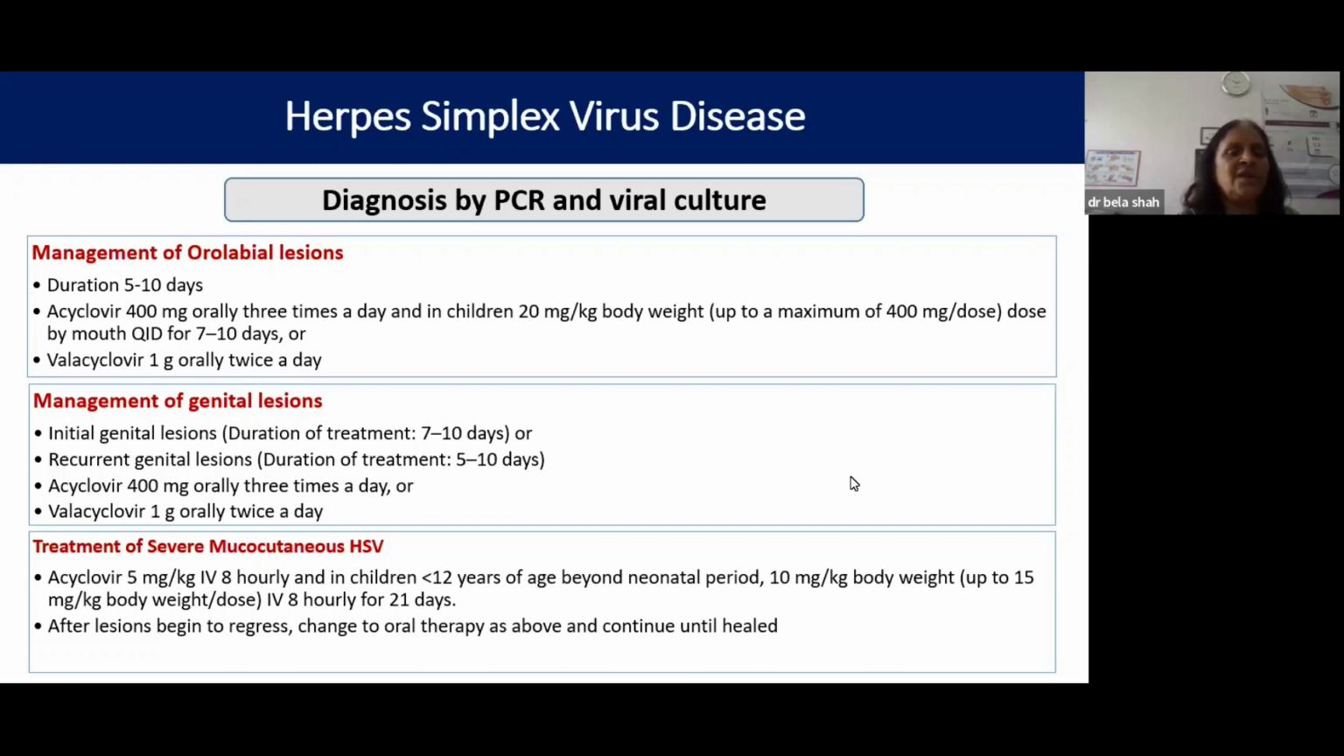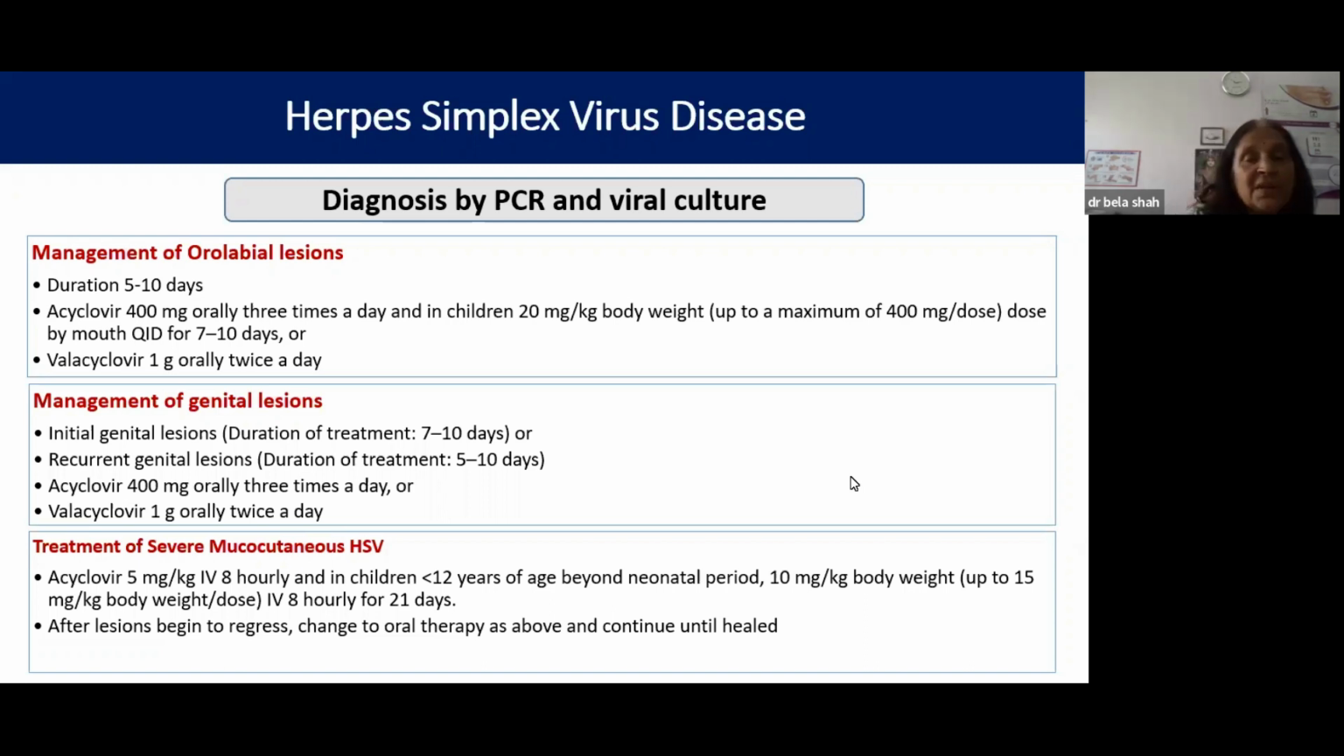Again, how do we manage genital herpes? We have to give acyclovir 400 milligram 3 times in a day for 7 days. And for recurrences, we give for 5 days. Of course, we use valacyclovir 1 gram orally twice in a day for 7 days. And for recurrences, again, it is for 5 days.